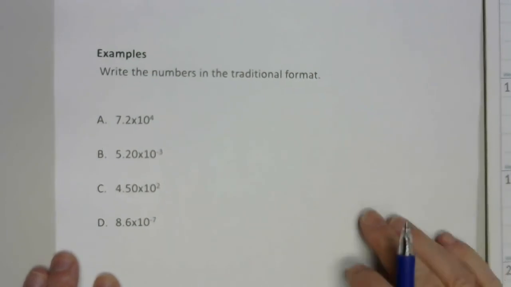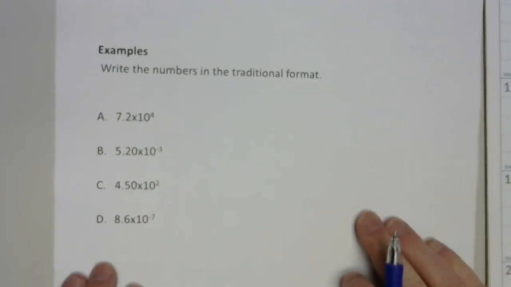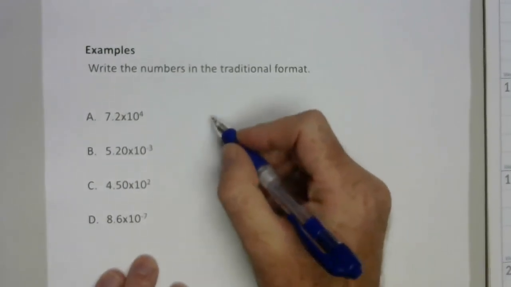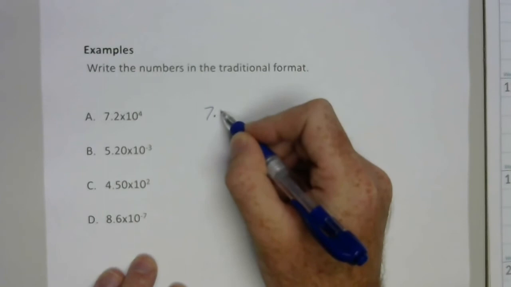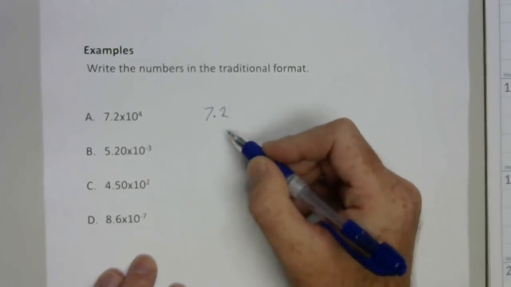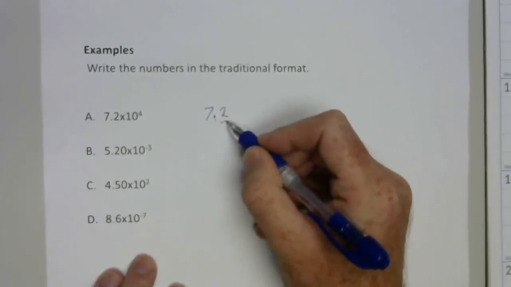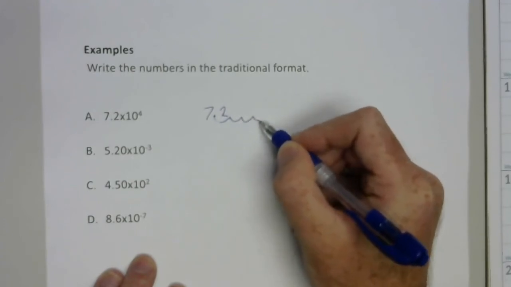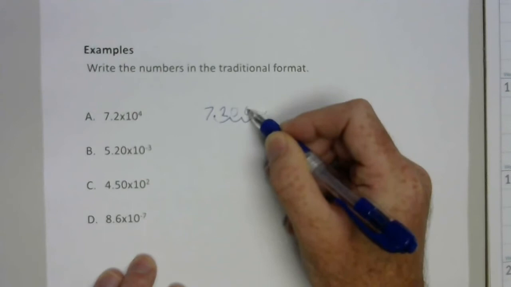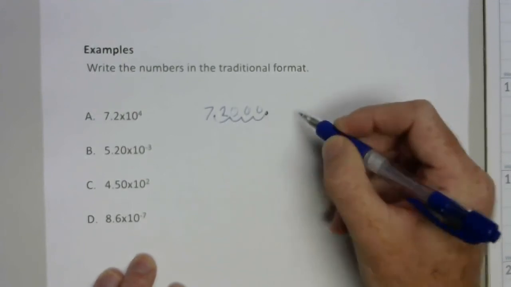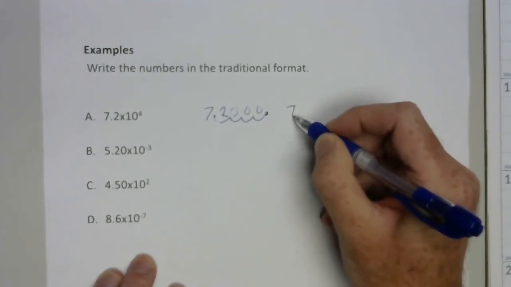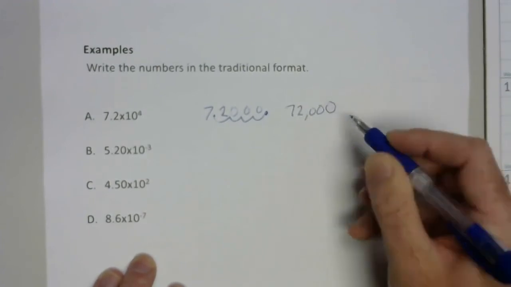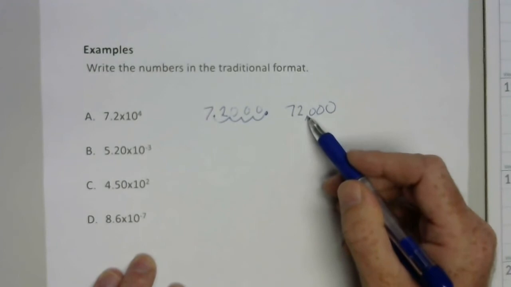Now, let's do it the other way. So we got numbers in scientific notation. We'll put them in the more traditional numbering format. So if you say 7.2 times 10 to the fourth, you're going to move the decimal 4 places. So 1, 2, 3, 4. And so the decimal's going to be out there. So we're going to have 72,000. If we count it back 1, 2, 3, 4.